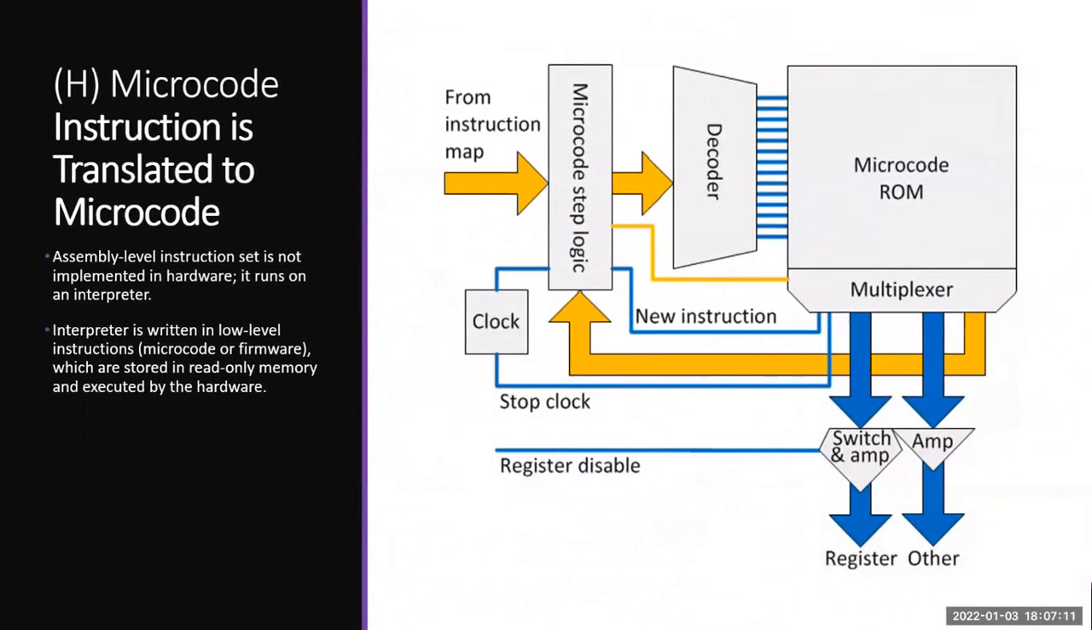Strategy H, instructions translated to microcode. The operations of your processor may be coded into microcode, and then your instruction will be translated into microcode before it is executed by the control unit. So this is another level of translation. We call it microcode programming.